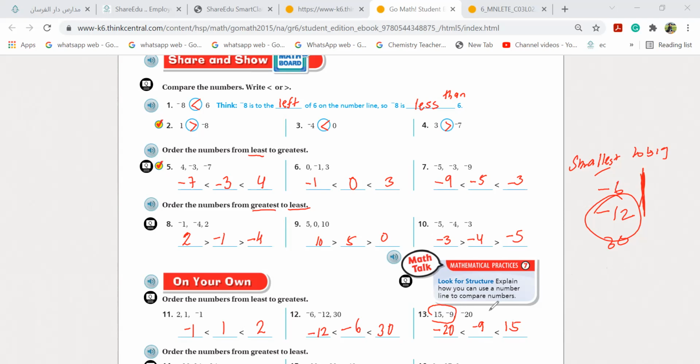Miss, I already did 14, 15, and 16. I did the whole page. Alhamdulillah.